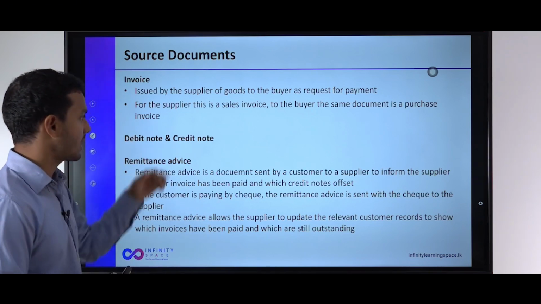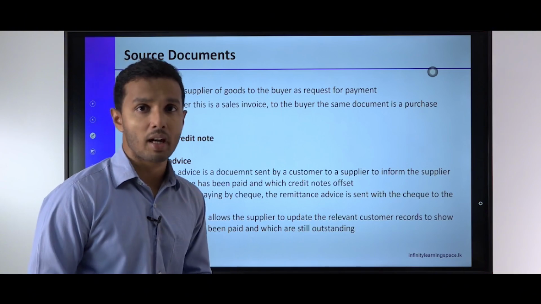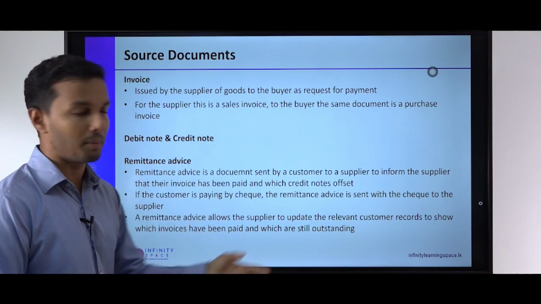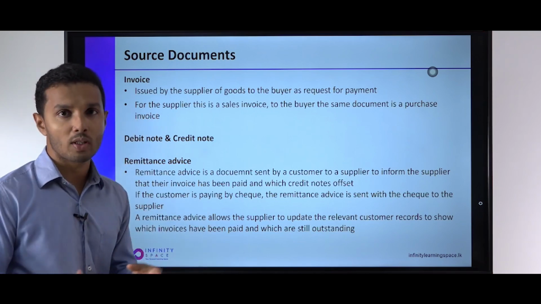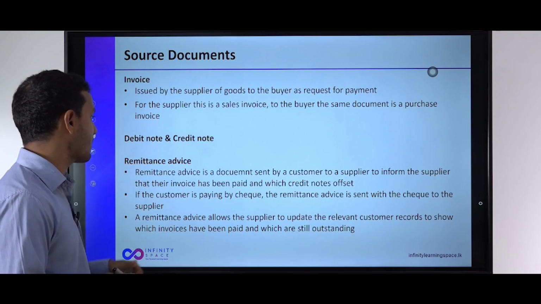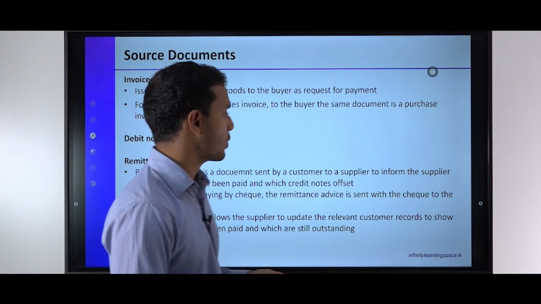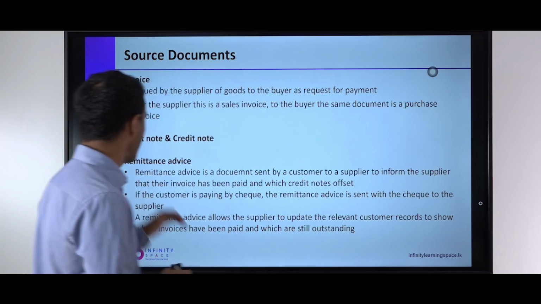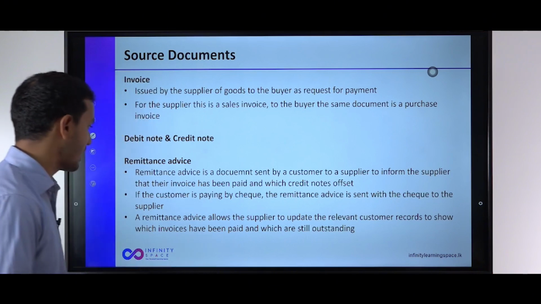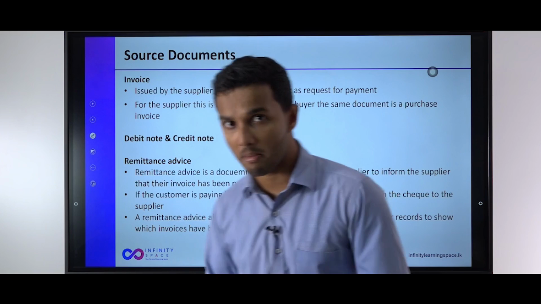Then we have debit notes and credit notes. These are documents used when goods are returned by customers. Now we'll look at debit notes and credit notes in detail in a little bit, and even invoices we'll have a closer look in a little bit. First, let's just go through the main documents. Next we have remittance advice. Remittance advice is a document sent by a customer to a supplier to inform the supplier that the invoice has been paid and which credit notes offset. So when the customer receives the invoice, the customer will make a payment, right?